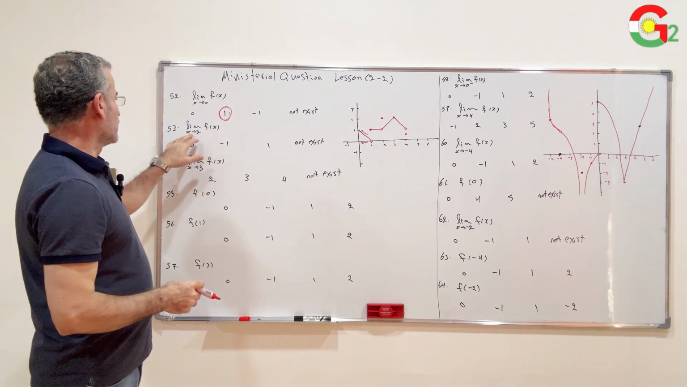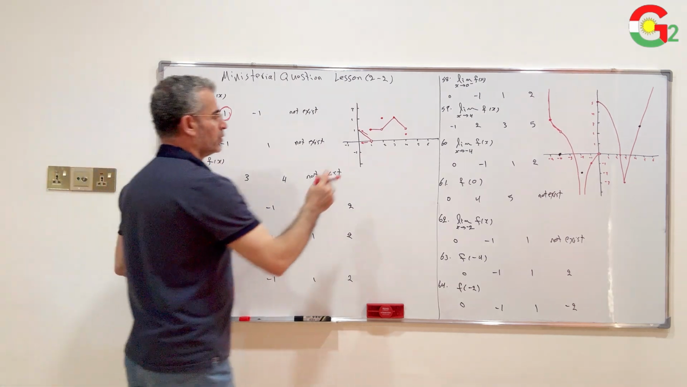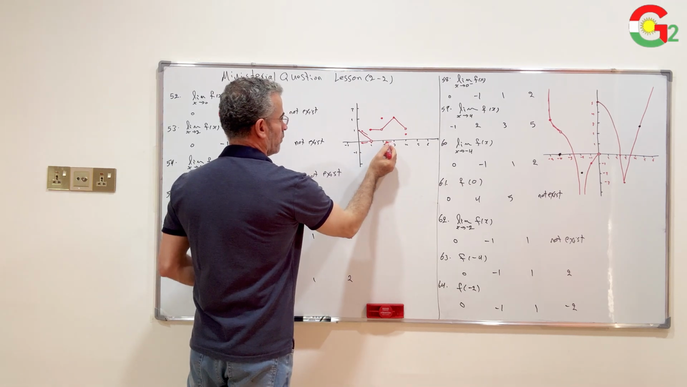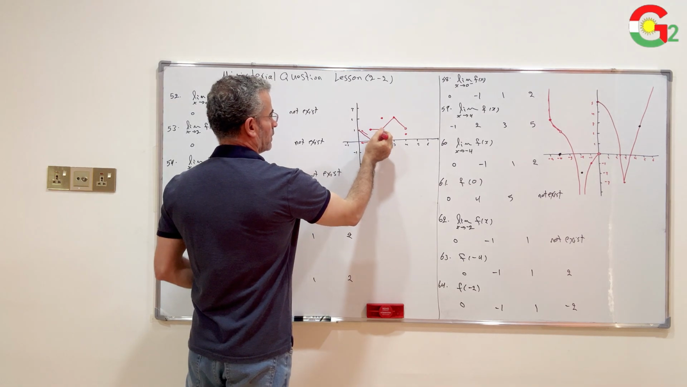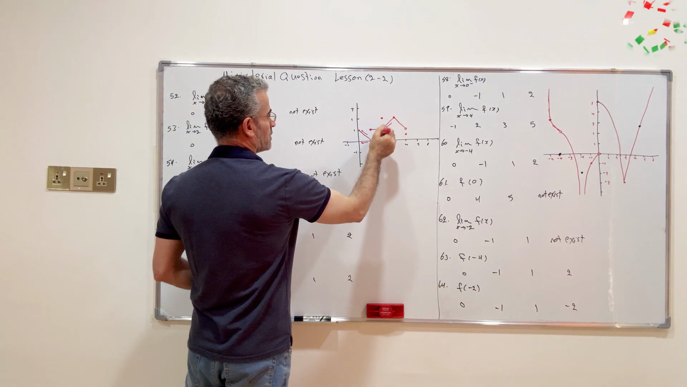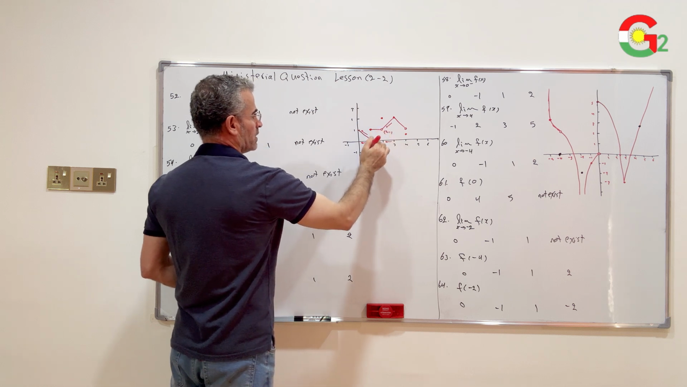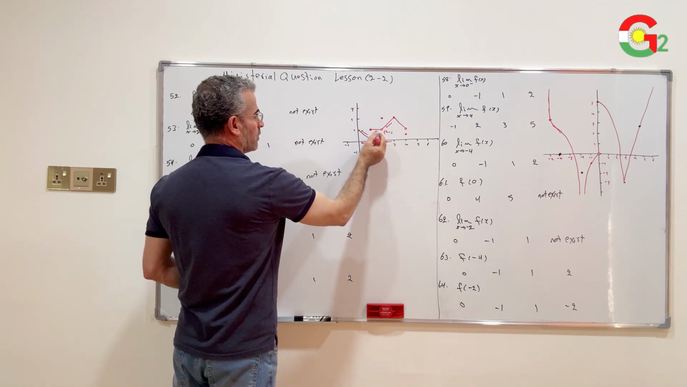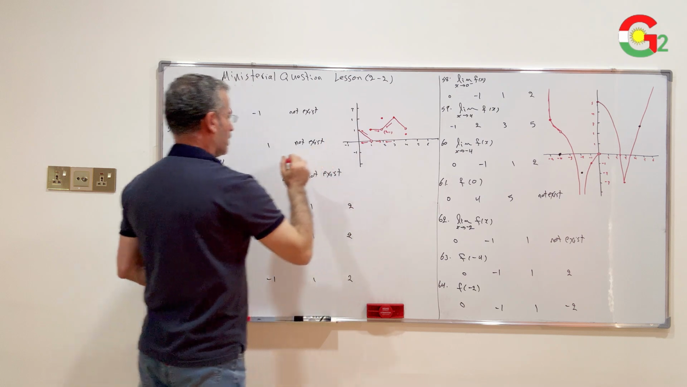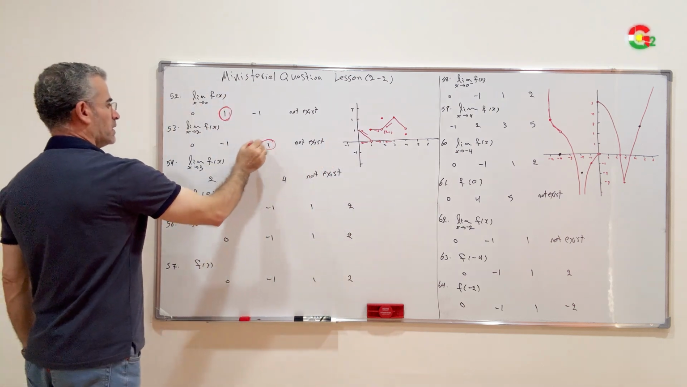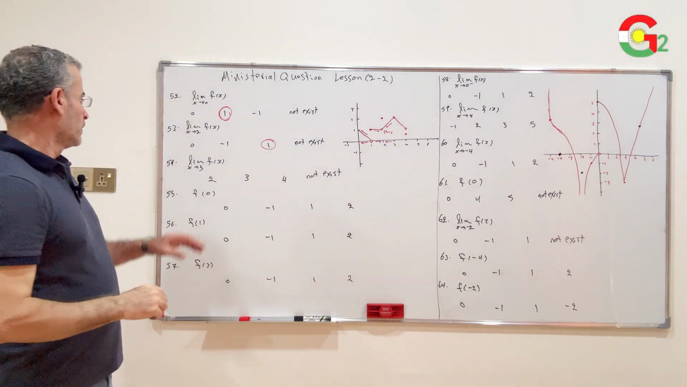Limit f of x when x approaches 2. When x approaches 2 from the right, the graph goes to this point. The coordinates are (2, 1). Then from the right the limit is 1. From the left, the function also goes to this point, then 1 is the right choice.